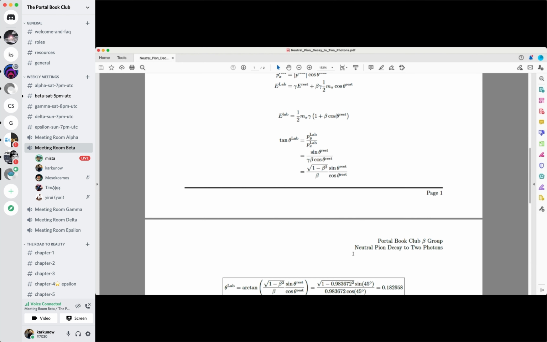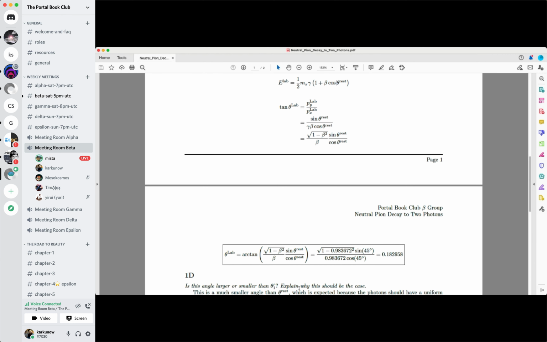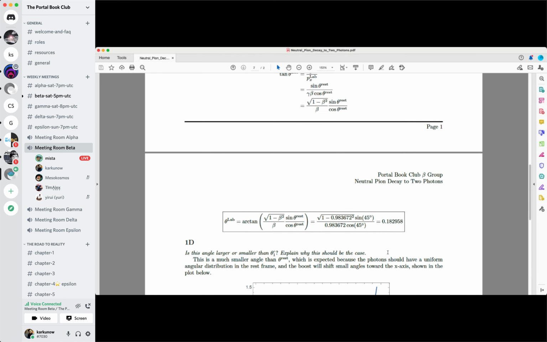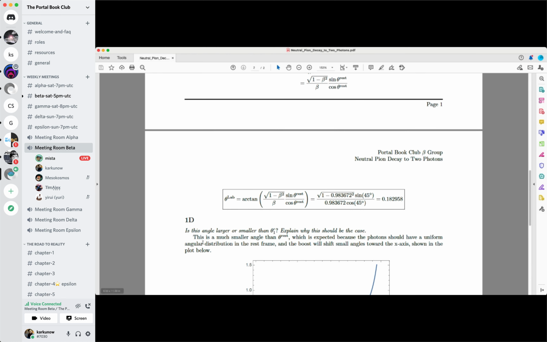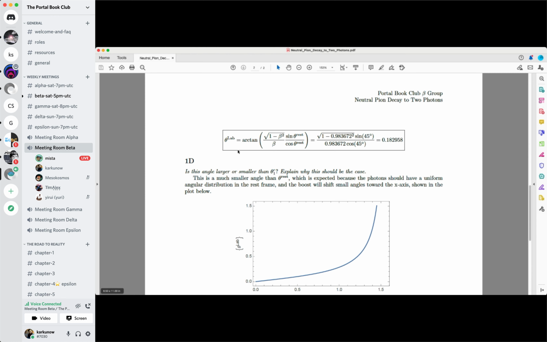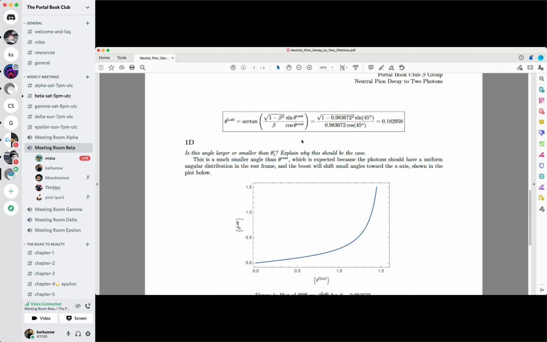And then we go through and determine that angle in the lab frame in terms of the angle in the rest frame, and we found that it's actually much smaller. So following that, we just plotted what the lab frame angle would be in terms of the rest frame angle, and found that it grows very little, all the way up to about one radian, and then it sort of approaches pi/2 asymptotically.